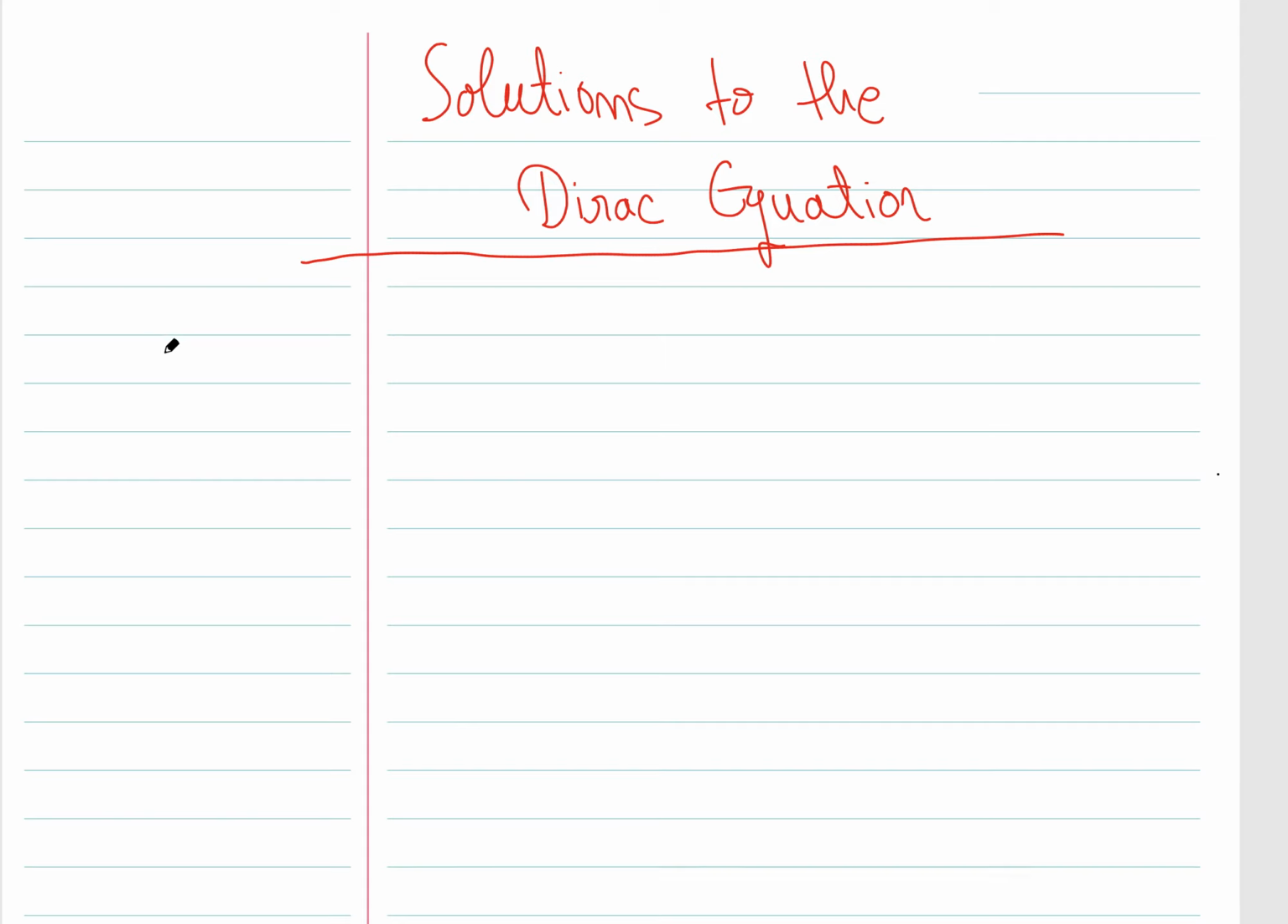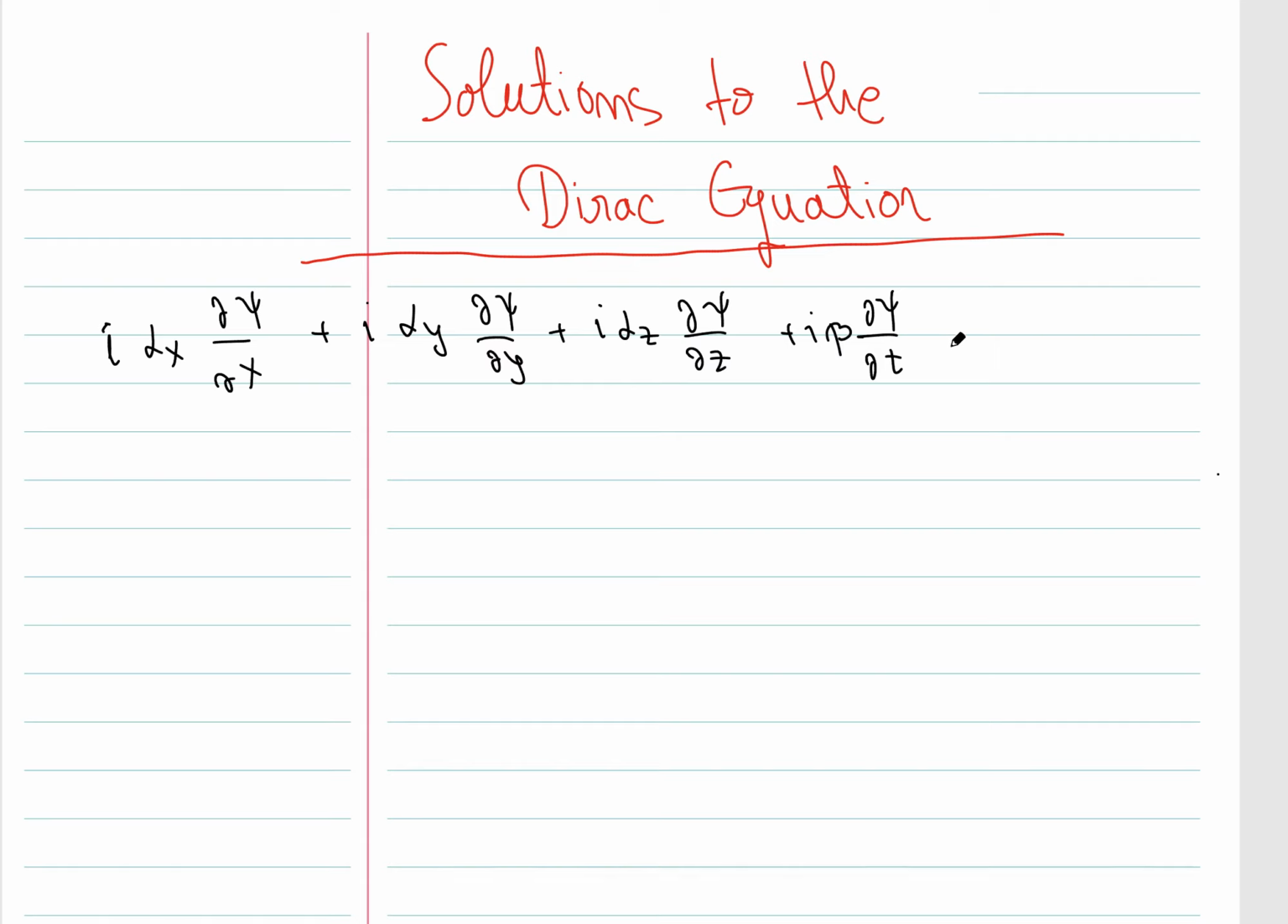So first we start with the Dirac equation, which is i alpha x partial of psi partial of x plus i alpha y partial of psi partial of y plus i alpha z partial of psi partial of z plus i beta partial of psi partial of t minus beta m c equals 0. So this is the Dirac equation.